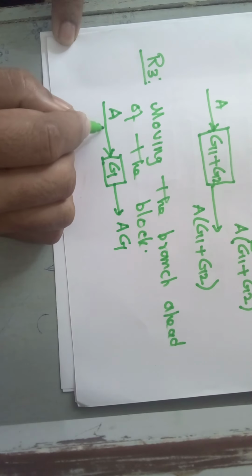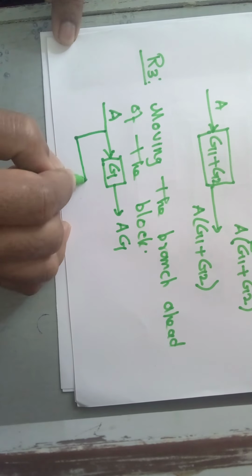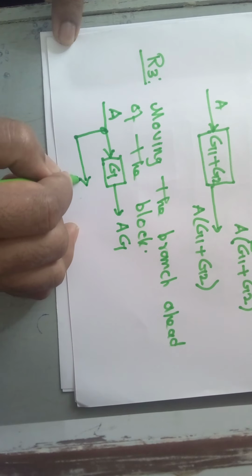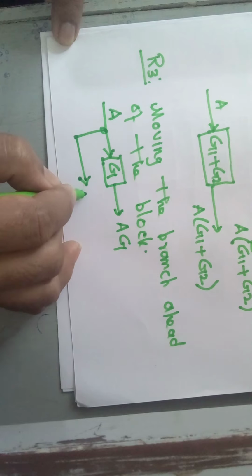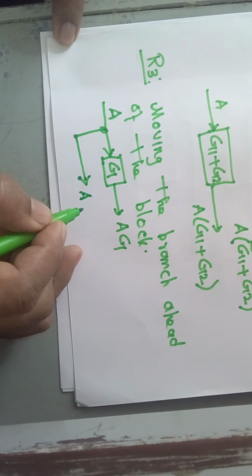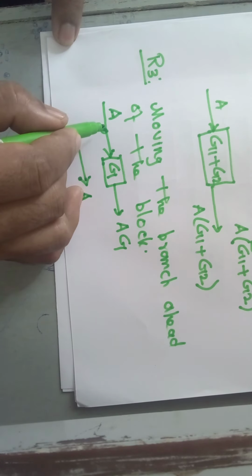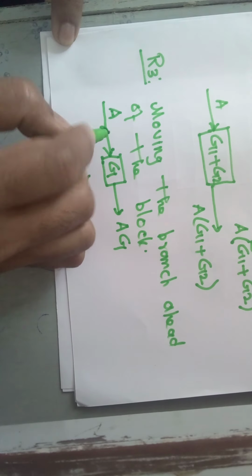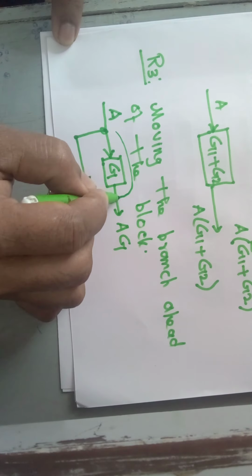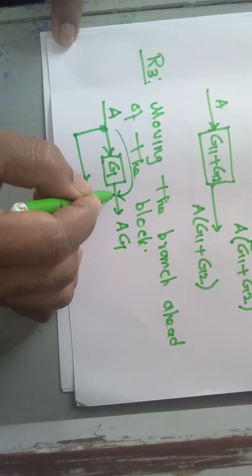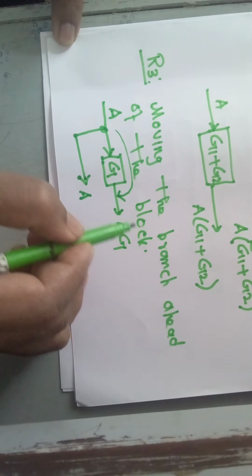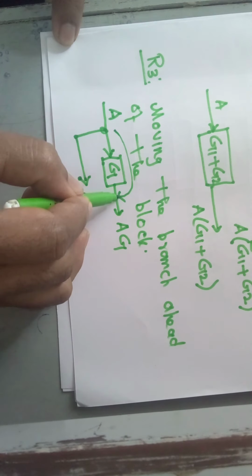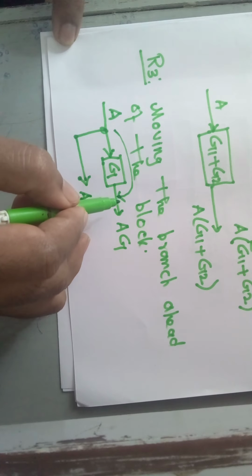Now here you have a branch point. The signal at this line is also equal to A. How do we move this branch point ahead of the block? I want to move this branch point to a place in front of the gain block G. This is what moving the branch point ahead of the block means. How do we do this?